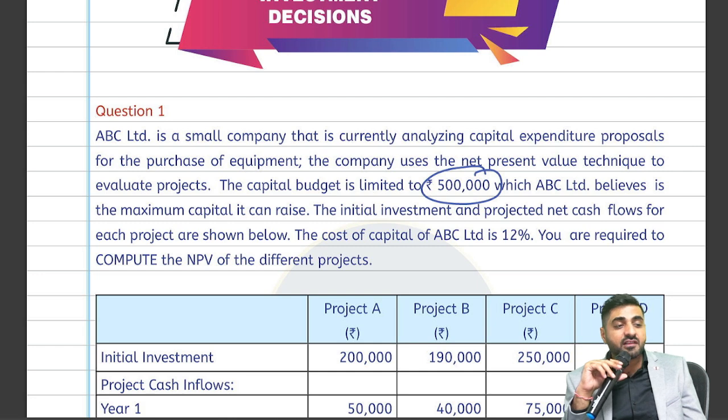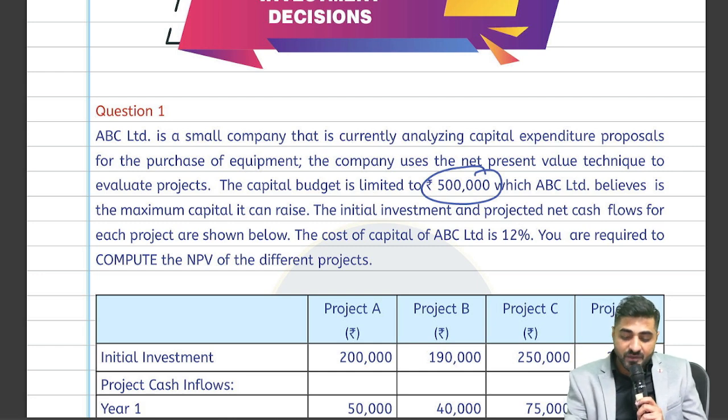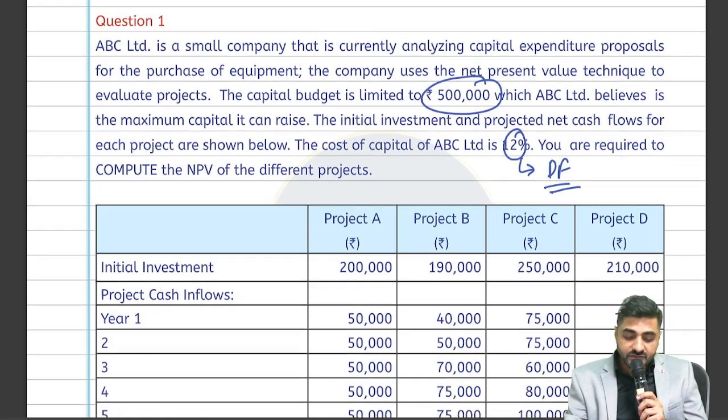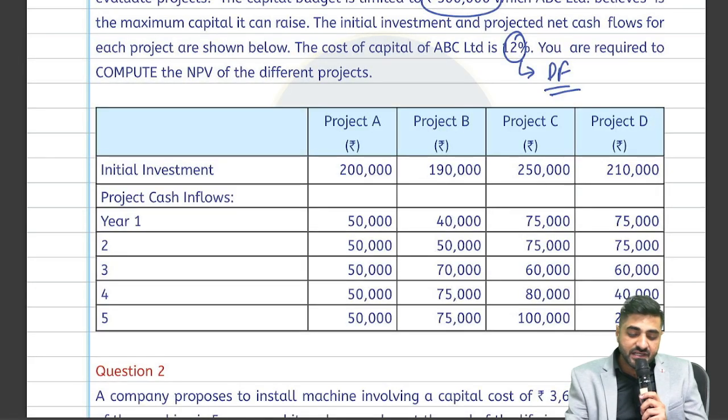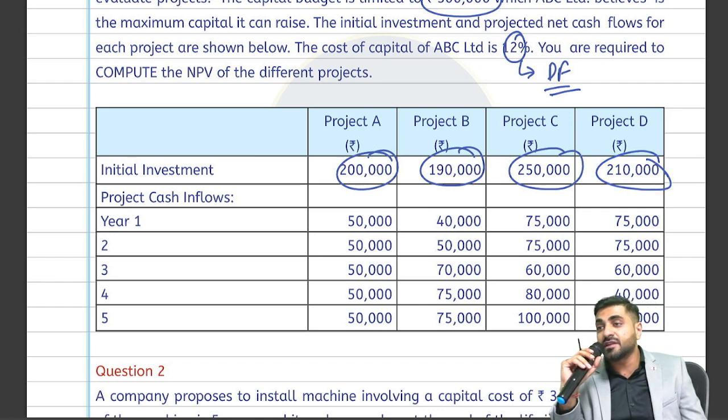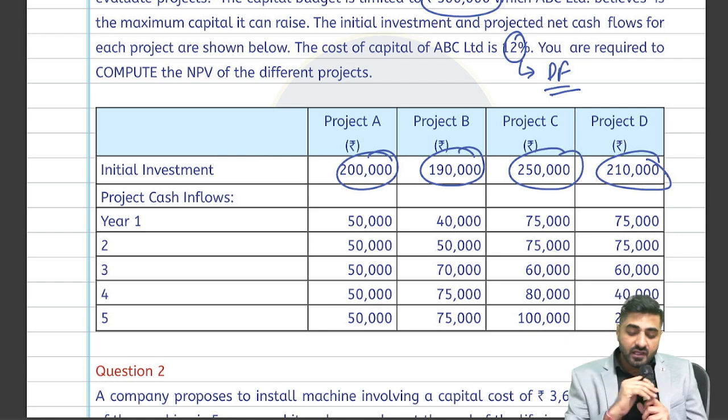The initial investment and the projected cash flows are given to you and the cost of capital is 12%. Can I say this is nothing but your discounting factor? Just check. Project A, B, C, D. Initial investment of 2 lakh, 1 lakh 90, 250 and 2 lakh 10. Please tell me, is this money coming in or money going out? So can I say this is nothing but your PV of CO? Come on, yes or no? Yes, sir. So year 1, year 2. So we have to evaluate each and every project differently. So can I say this is the PV of CO for project A?